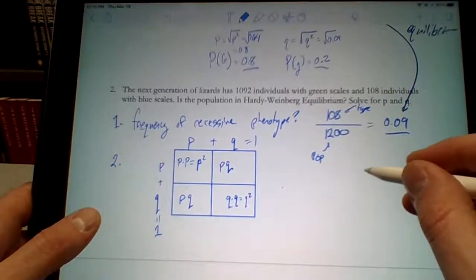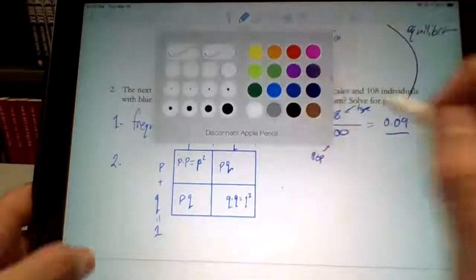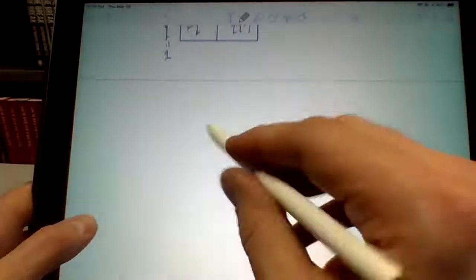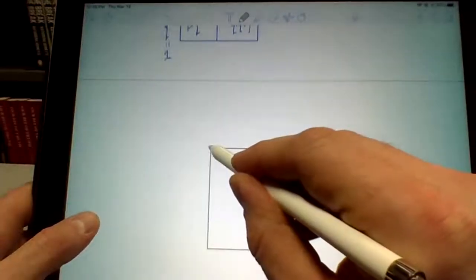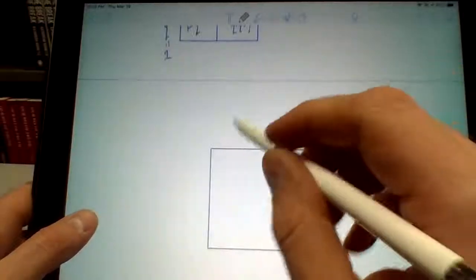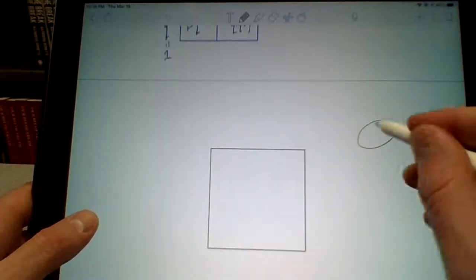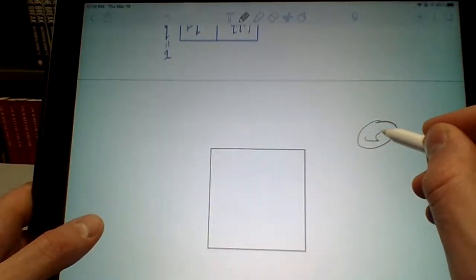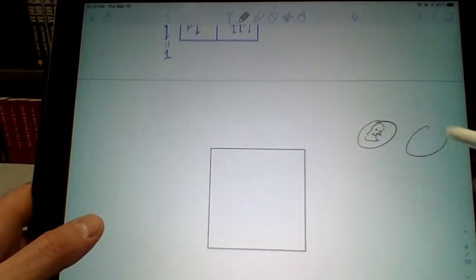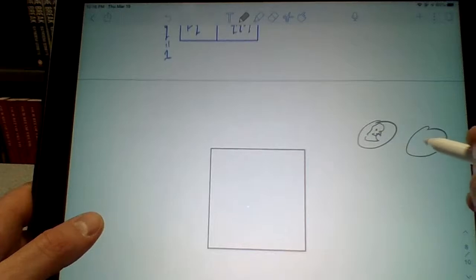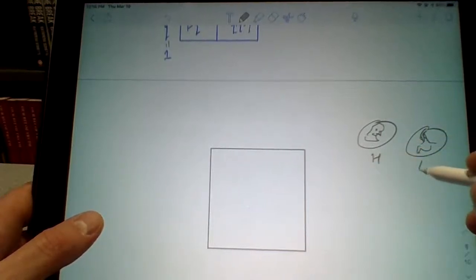If you wanted to make an analogy, let's say that we had a gene that worked like a coin, where on one side of the coin you have a head, and on the other side you have a tail, right? Okay, so we've got heads and tails.